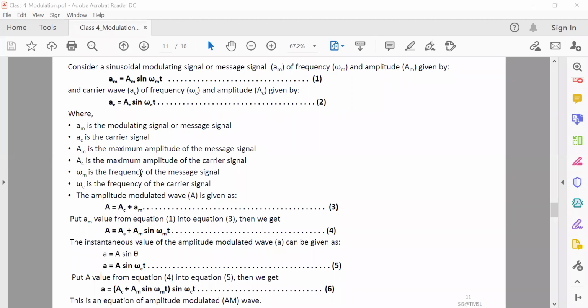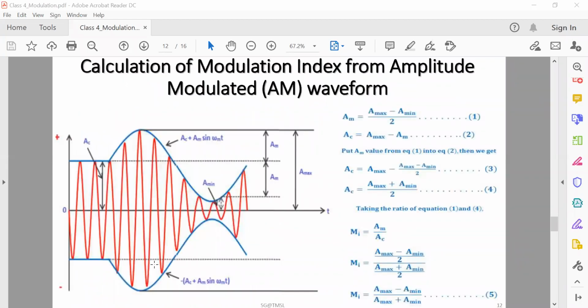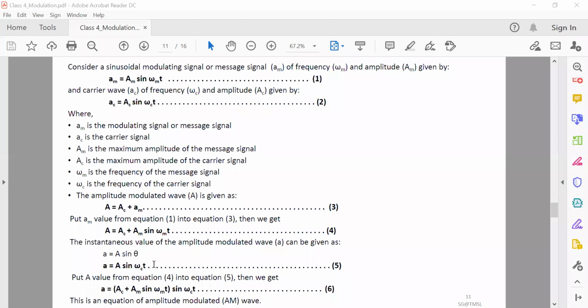Here, put the value of a_m, the message signal, into this equation. We can get A equals A_c, the carrier amplitude, plus the message signal. The instantaneous value of the amplitude modulated wave can be represented as sine theta, which is sine omega_c t, the carrier wave. So from equations 4 and 5, we can write A equals A_c plus A_m sine omega_m t, in brackets, then sine omega_c t.